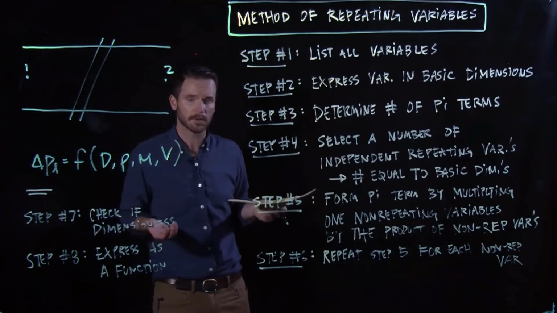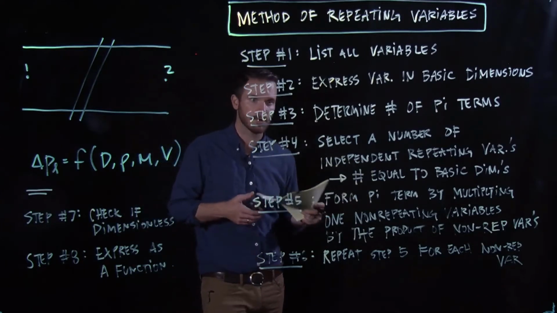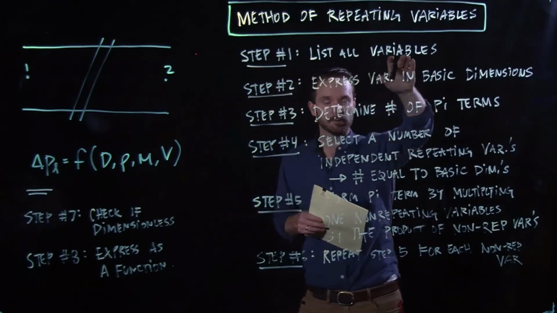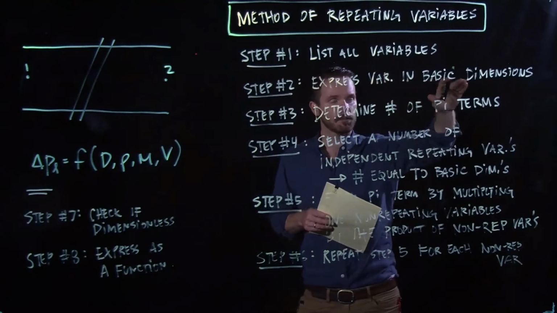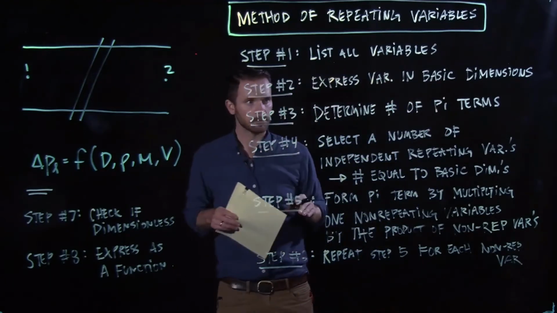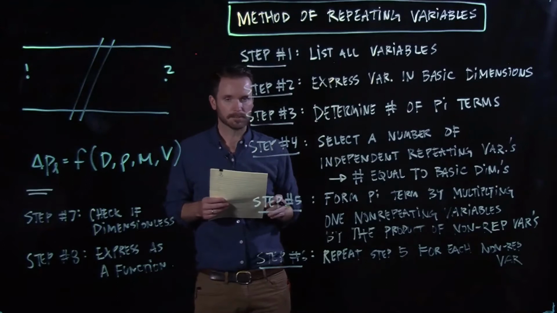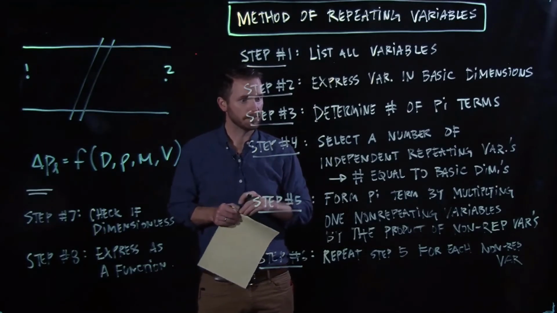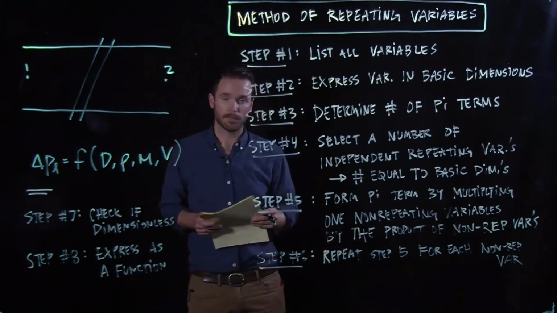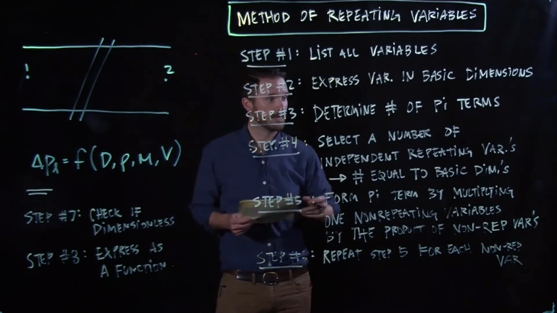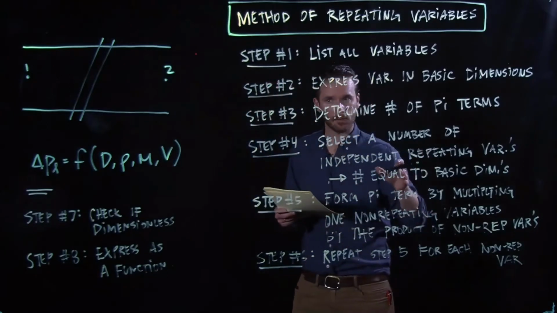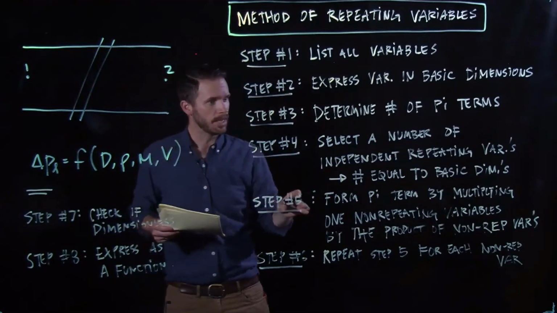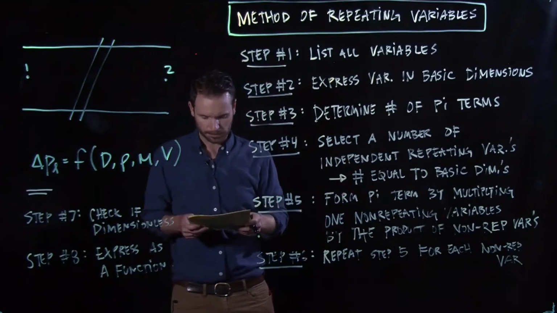What do we use to determine the number of pi terms? We use the Buckingham pi theorem, which states that the number of pi terms required is equal to k, the number of variables needed to describe a system, minus r, the number of basic dimensions needed for each of those variables. So once we have those number of pi terms, step number 4 is to select a number of independent repeating variables, and the number of those is equal to the number of basic dimensions that we have. So in this case, we have 3 basic dimensions, and I would select 3 of these as independent repeating variables, right?